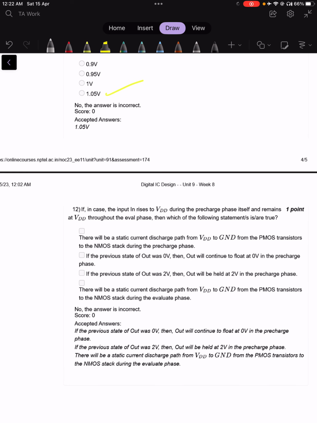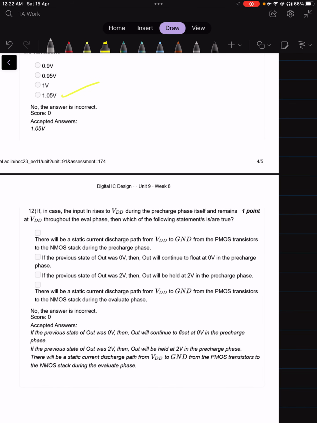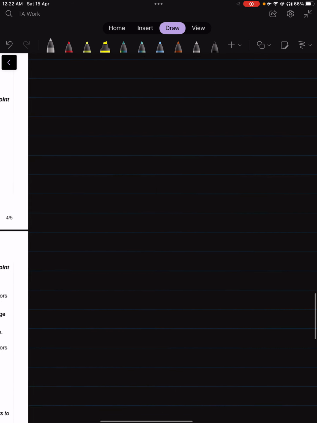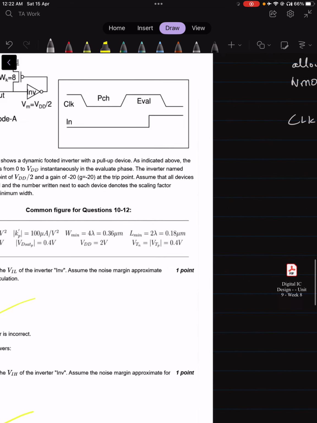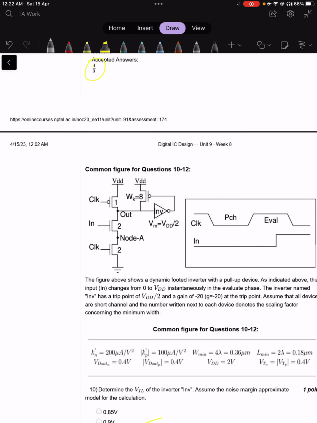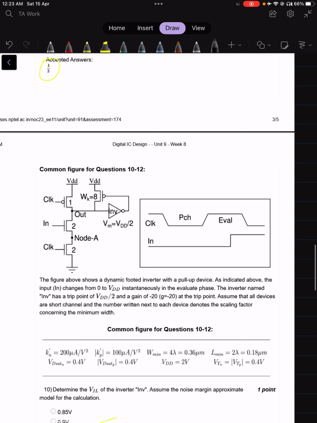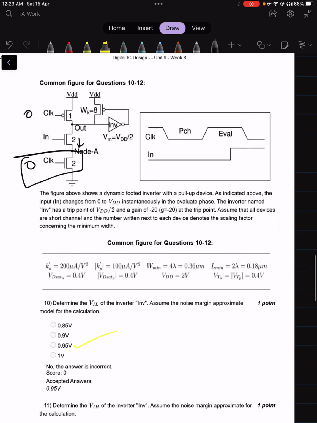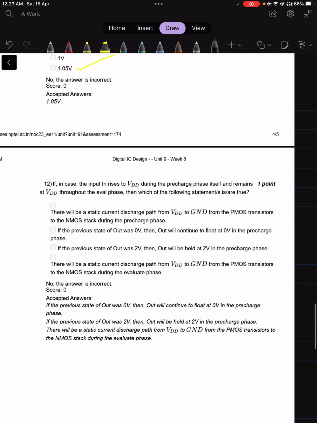if the first option is there will be a static current discharge from VDD to ground from the PMOS transistor to the NMOS stack during the precharge phase. So when we look at what happens during the precharge phase, the clock is zero here, and again this is zero. Since the NMOS is now cut off, right? So you do not have any current path this way. Hence, there will not be any static leakage path during the precharge phase.